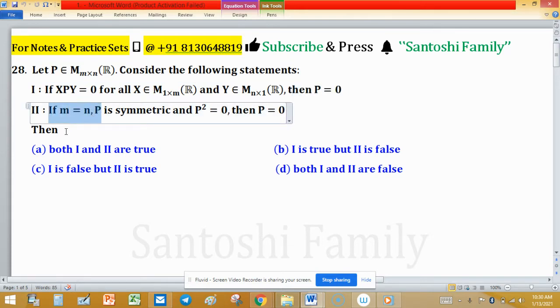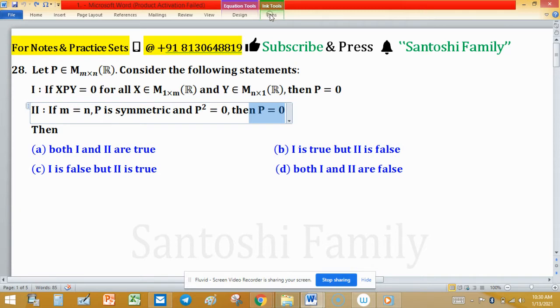Second statement: if m equal to n, P is symmetric. For a matrix to be symmetric, it is a necessary condition that it should be square, and the elements above the principal diagonal and below the principal diagonal must be the same. Here, if m equal to n, P is symmetric and P square equal to 0, then P must be 0. Then we have to tell which of these conditions is true.